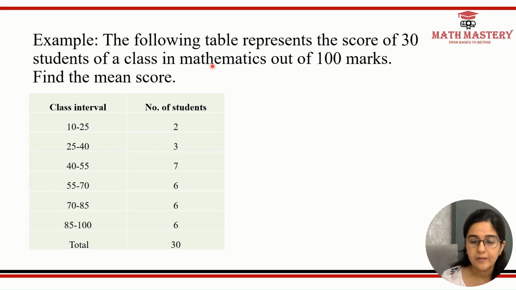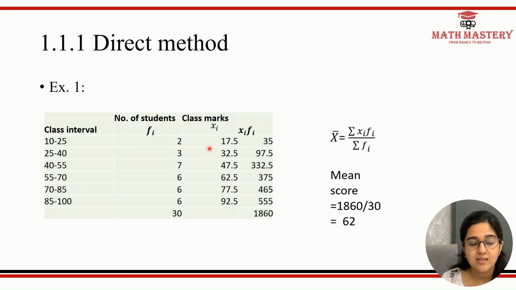The following table represents the score of 30 students of a class in mathematics out of 100 marks. Calculate the mean score. So you are given the class intervals and the number of students corresponding to those class intervals, which is a frequency distribution table. In this case, how to calculate the mean? Let's see. First you have to calculate the class marks.